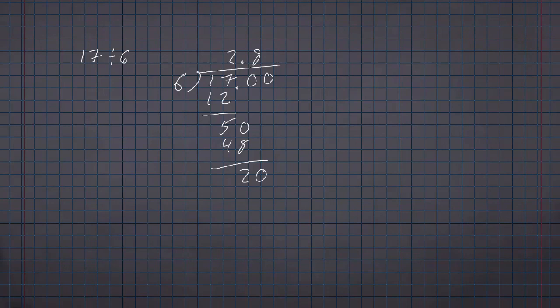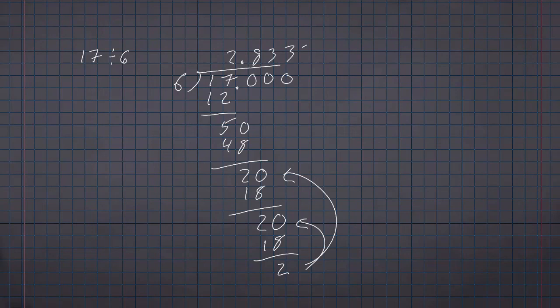Add a 0 so we can drop it down. 6 fits into 20 3 times. 3 times 6 is 18. Subtract that off, you get 2. Put in another 0 so we can drop it down. 6 goes into 20 3 times. 3 times 6 is 18. Subtract that off, you get 2. We've been doing this over and over and over again. We get this repeating digit of 3, but it's not the first digit in the number, which is a little bit weird, but that's okay.